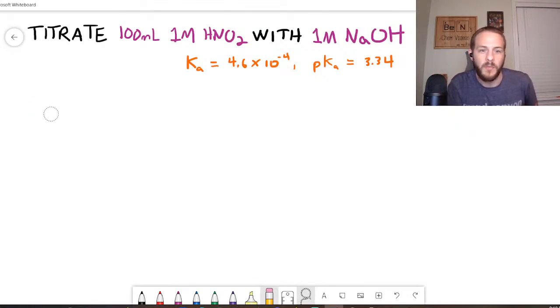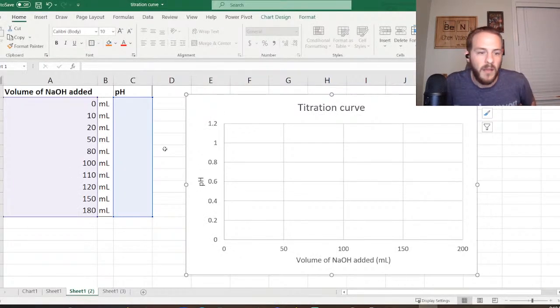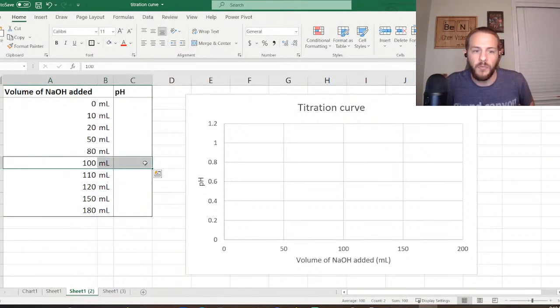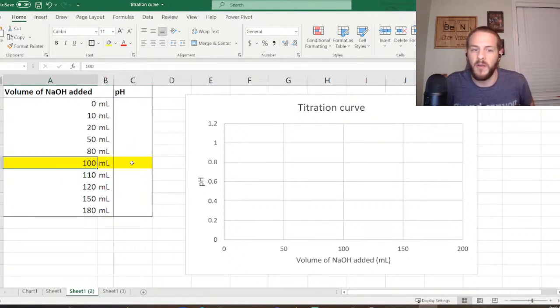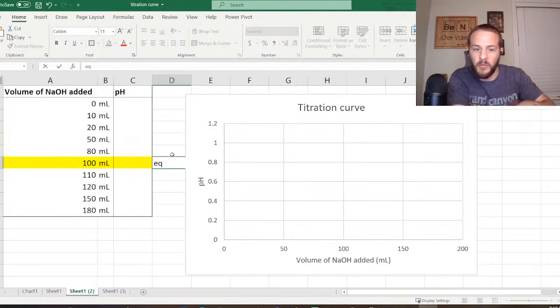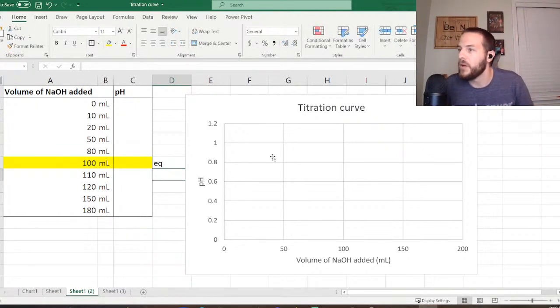That was pretty awesome. Okay, so what we're going to do now is, we figured out the volume required to reach the equivalence point. That was 100 milliliters. So I'm going to go into my Excel sheet here and just highlight this row, 100 milliliters, just so that we understand that that's the equivalence point. I'll even write EQ for equivalence. So that's our equivalence point.